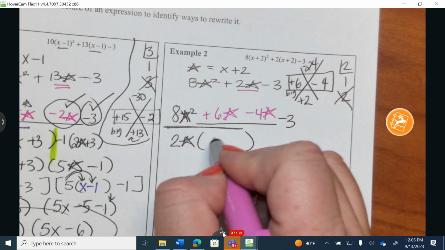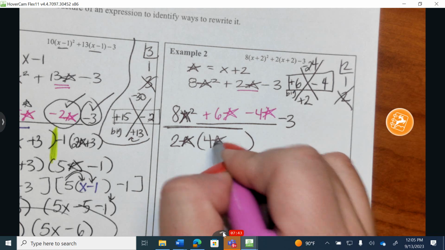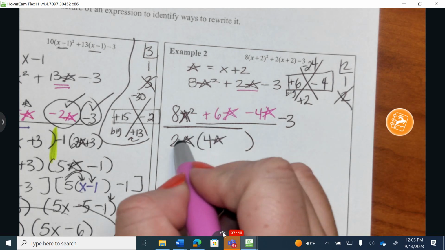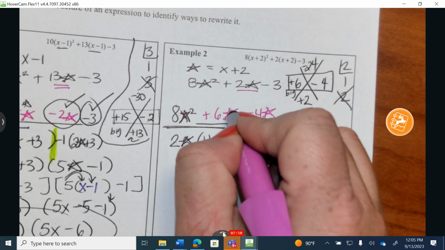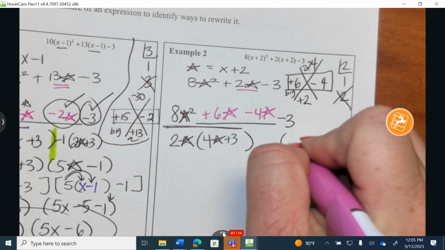8 divided by 2 is 4. I need 2 stars and I only have 1. Attach another star. 6 divided by 2 is 3. I need 1 star and I already have it. Whatever is in parentheses is going to go in back.